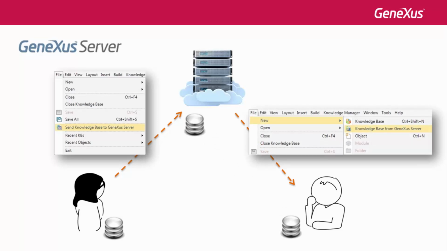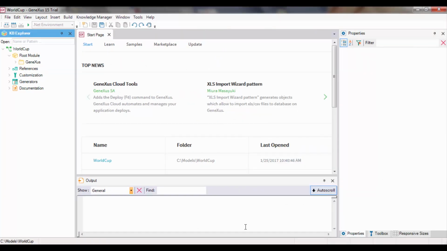Now let's see these actions directly in GeneXus. I have my KB called World Cup, which is meant to manage all the information relative to an instance of the World Cup. My purpose as a member of the development team is to send this KB so that it's managed by the GeneXus server in order to work jointly with the other developers.